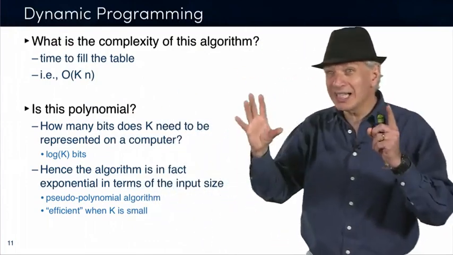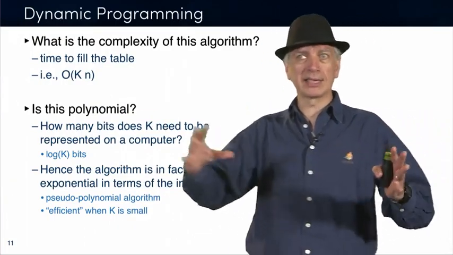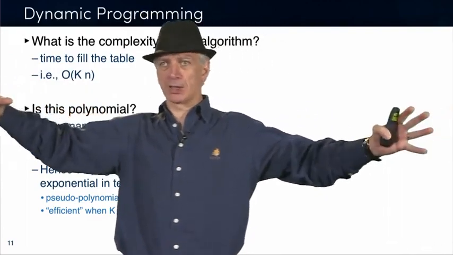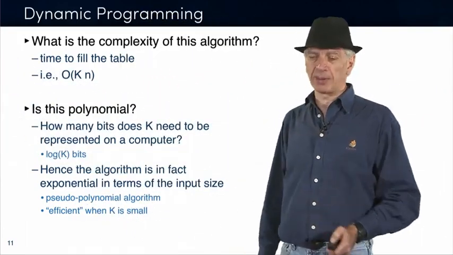And can you guess what the issues are? Remember, what we are computing is this table. If capital K is huge, this table is going to get bigger and bigger and bigger. And that's one of the problems that you have with dynamic programming.